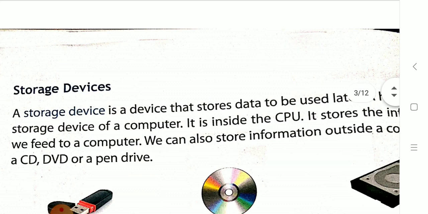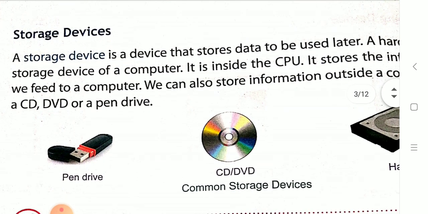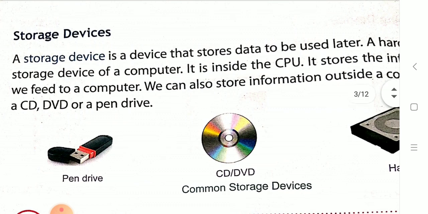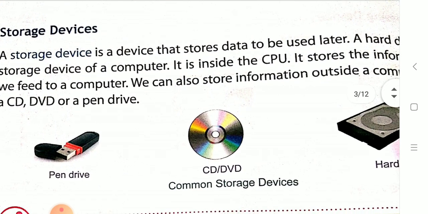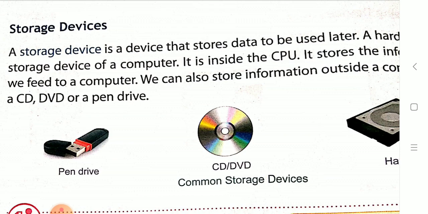Now we learn about storage devices. A storage device is a device that stores data to be used later. It means, in our body the brain is the main part, and every day you store memories in your brain. Sometimes they are destroyed, but in a computer there is a storage device. It stores your data for a long time. If you want to see it anytime, you can easily see it.